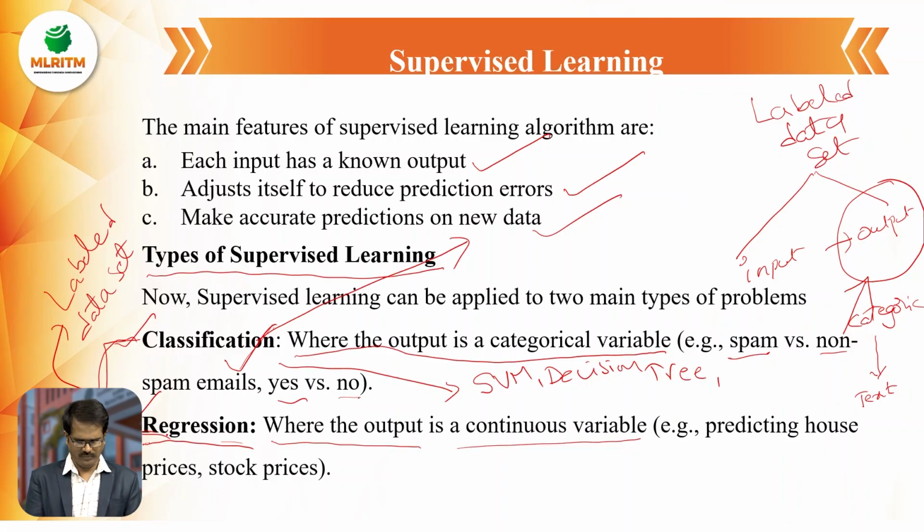Now, coming to the point of classification. Classification algorithms will work on categorical data. Regression algorithms will work on continuous type of data. Examples of continuous data are predicting house prices and stock prices. We know that prices vary continuously, right? So, numerical values. These are the two different types of supervised learning algorithms.